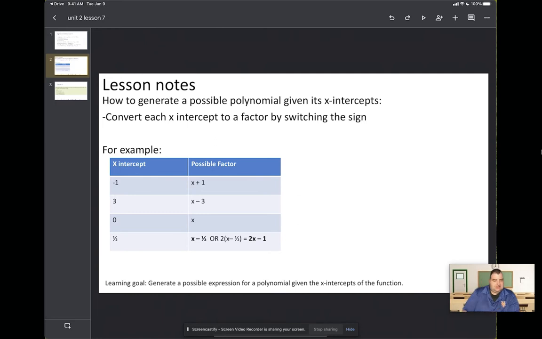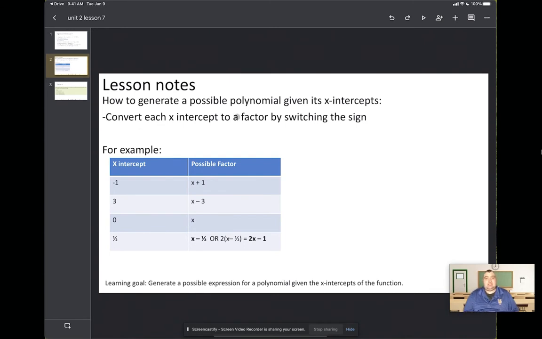In this lesson, as it says here, we're going to learn how to generate a possible polynomial when we're given its x-intercepts. In other words, if I tell you what the x-intercepts of a polynomial are, how do I generate a polynomial based on that? It turns out it's a very simple way.